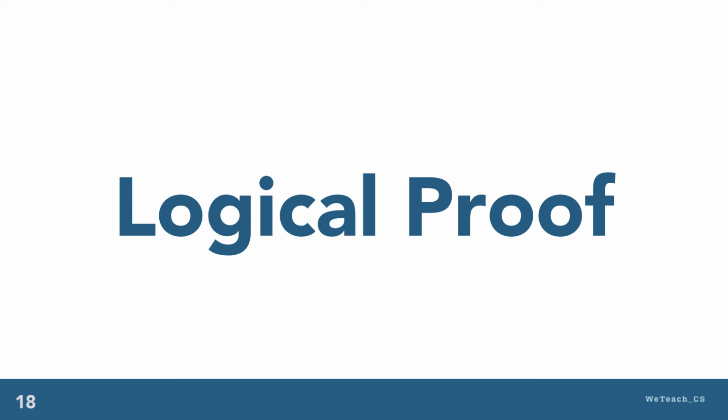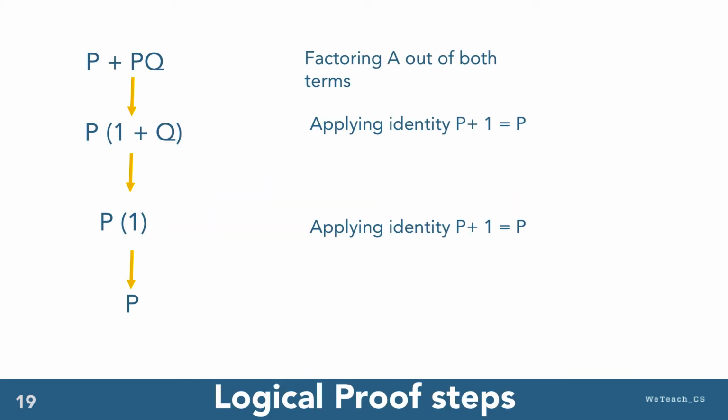Applying the De Morgan logic law, we can now see that logic proofs do use Boolean logic law rules. Let us go through an example. Here, we can factor P out of both the terms. Then we apply the identity P plus 1 and get P. Then we apply the identity P plus 1 again and we get P. This is how we do simple proofs in Boolean algebra.